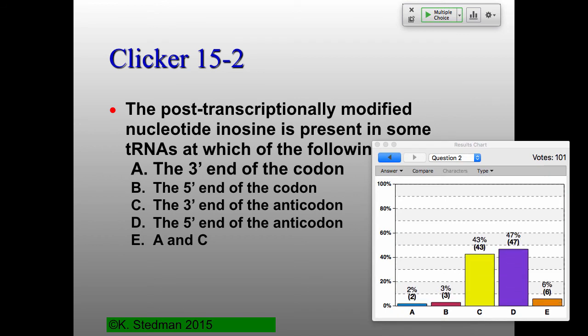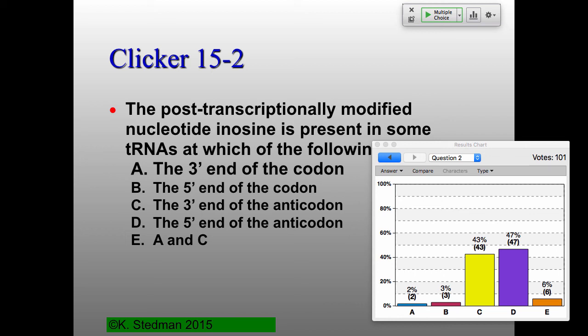Okay, we seem to be split about half and half: the 3' end of the anticodon or the 5' end of the anticodon. So, how do these nucleic acids interact with each other? Always anti-parallel to each other, right?